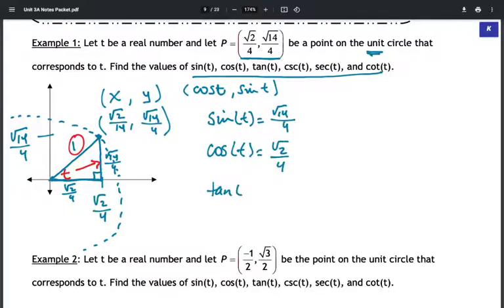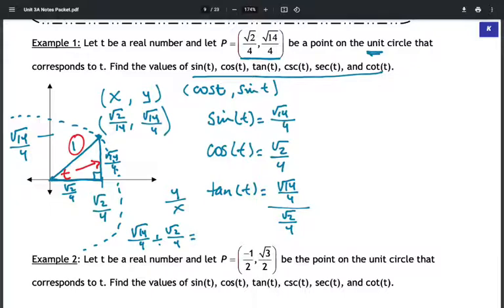Tangent of t would be opposite over adjacent, or we talked about how it was y over x, and so it's going to be technically square root of 14 over 4 over the square root of 2 over 4. And then I'm going to simplify that. So square root of 14 over 4 divided by square root of 2 over 4.